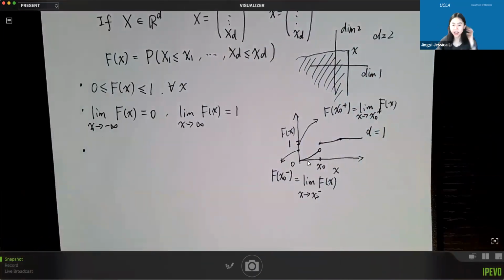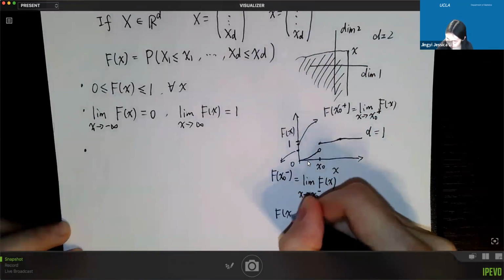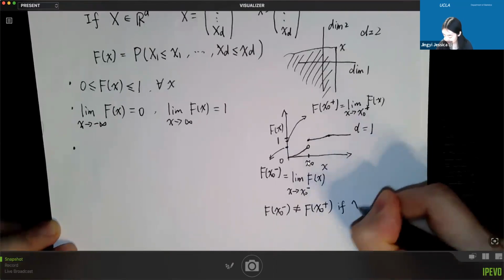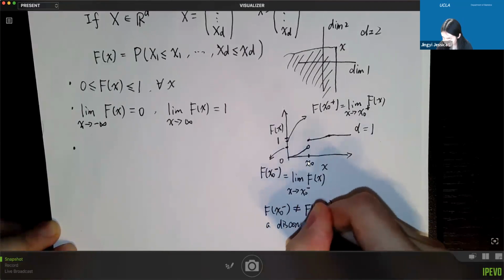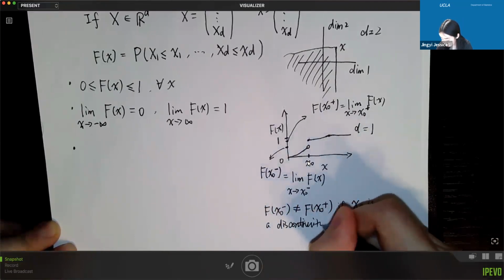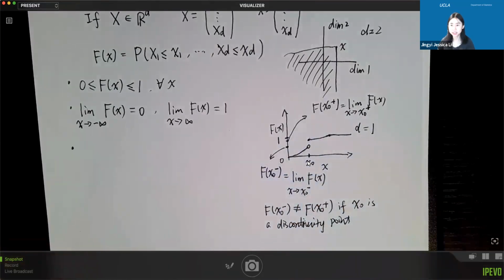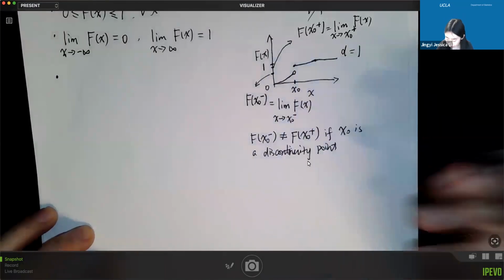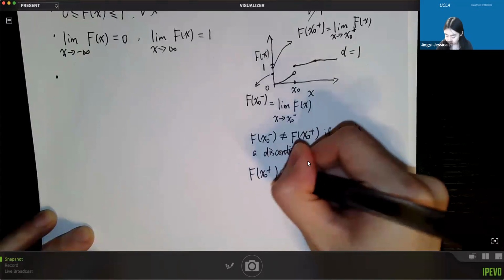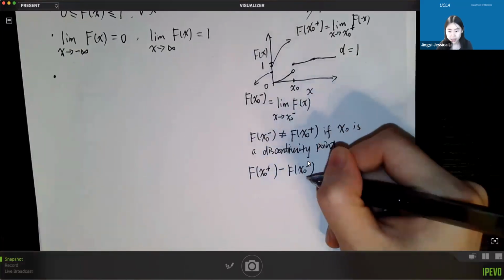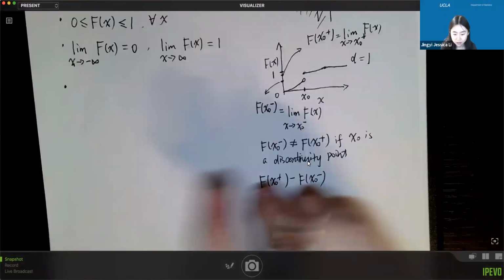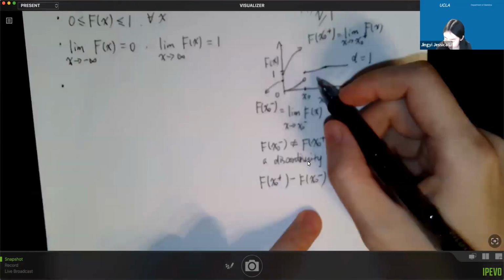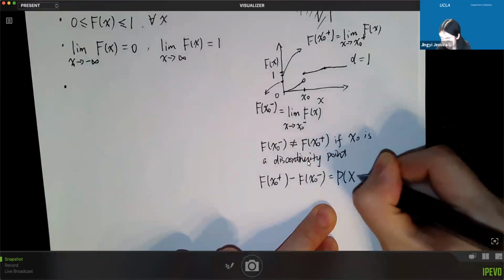So you see, this is a case where F(x0) minus doesn't equal F(x0) plus, if x0 is a discontinuity point. Whenever this happens, we can take the difference between the right limit and the left limit. If I take the difference between these two limits, what do I get? It's actually the probability mass right at the point x0. So it's the probability that X takes the value x0.